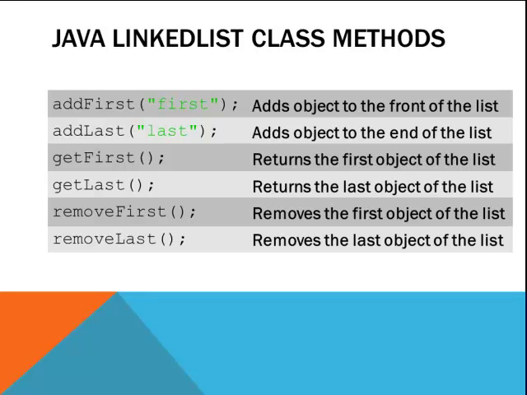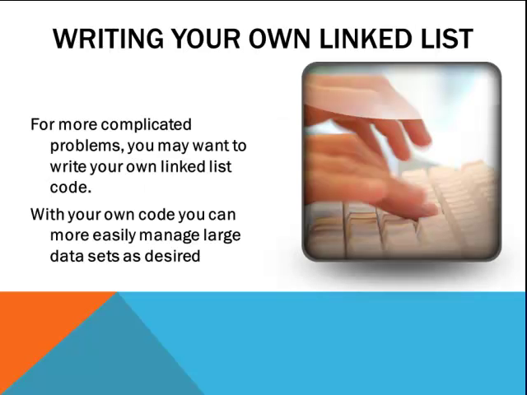Java linked list class methods. addFirst adds an object to the front of the list. addLast adds an object to the end of the list. getFirst returns the first object of the list. getLast returns the last object of the list. removeFirst removes the first object of the list, and removeLast removes the last object of the list.